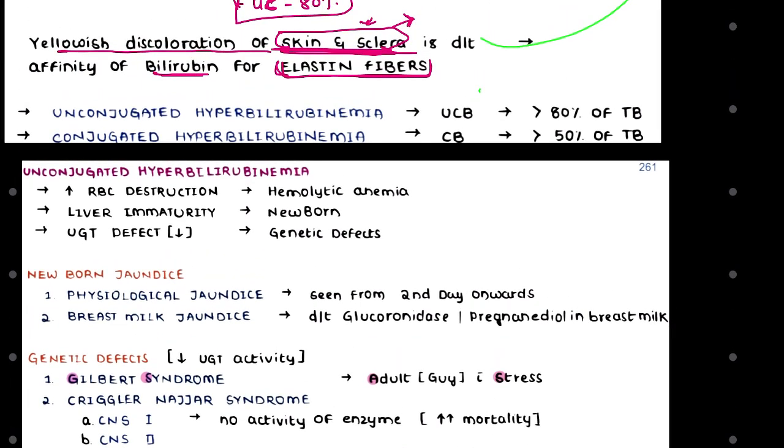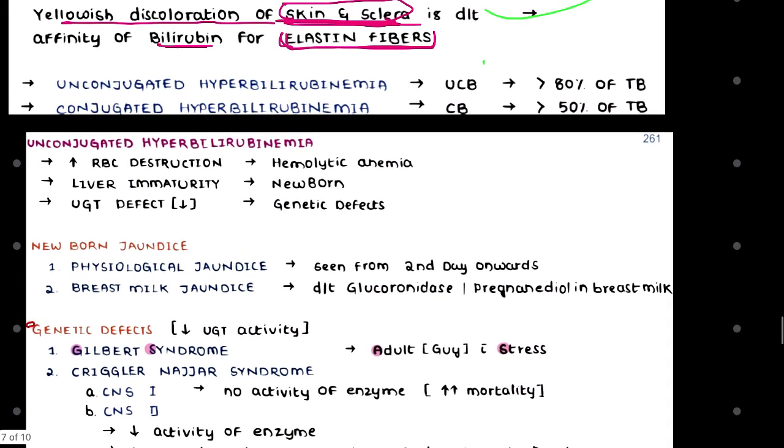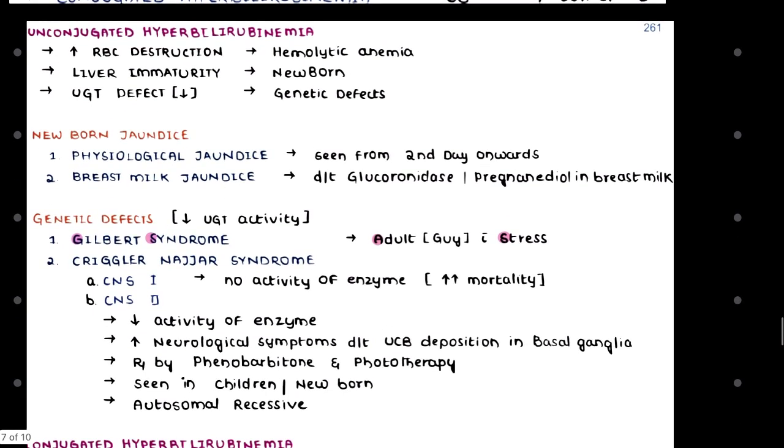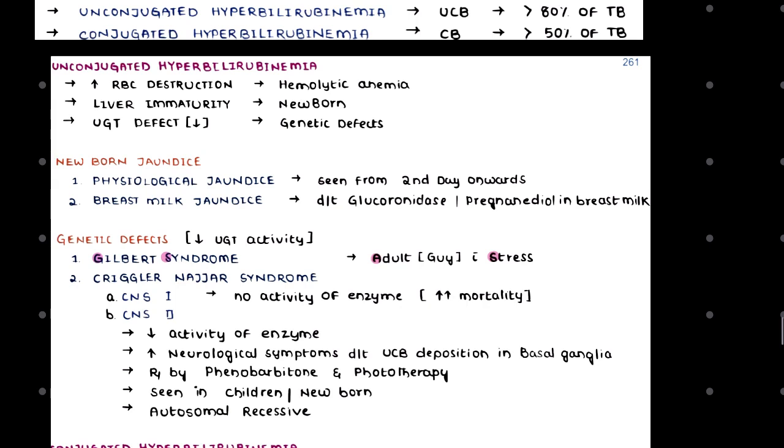Now there are genetic factors that will also cause an increase in unconjugated hyperbilirubinemia. Now what are the genetic defects? The first thing we need to understand is that this hyperbilirubinemia results from UGT defect, UDP glucuronide transferase defect. And these defects occur in two conditions. What are these two conditions? Gilbert syndrome and Crigler-Najjar syndrome. We don't need to panic here, only the names are difficult, but we'll get into it easily.